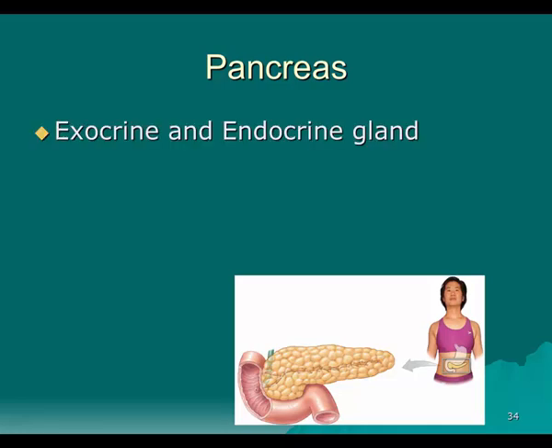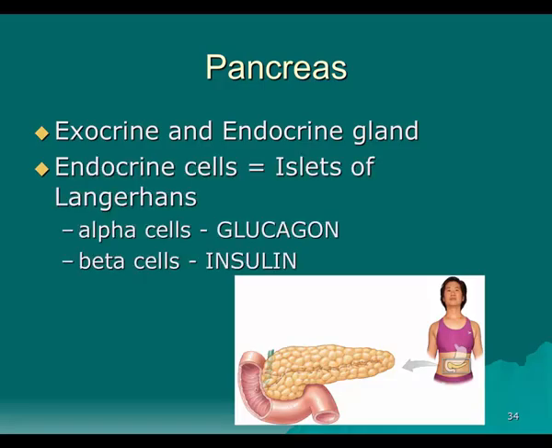The last gland we're going to talk about is the pancreas. The pancreas is located again near the duodenum, as you can see in this picture, and is both an exocrine and an endocrine gland. So it's going to make digestive enzymes, and we'll talk about that when we get to the digestive system. But the endocrine portion produces two different hormones. The islet of Langerhans alpha cells produce glucagon and the beta cells produce insulin, both of which play a role in regulating blood sugar.